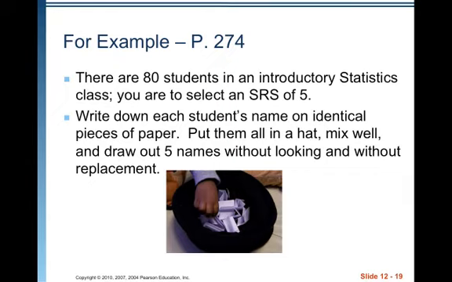In other words, you don't look at a name, write down the name, and put it back in. No, you draw out 5 slips of paper. It's important that you mix well and that you don't look, okay, because that's what ensures the randomness.